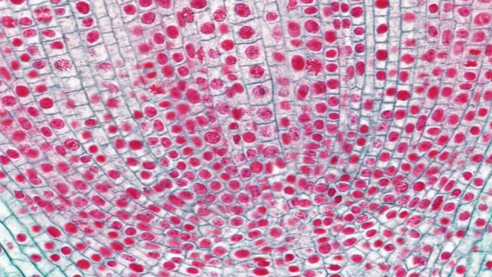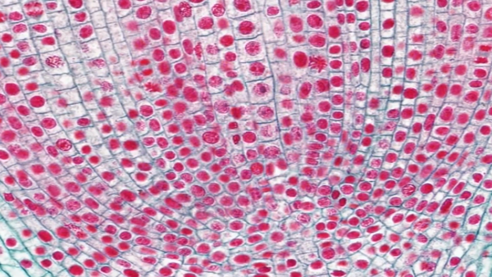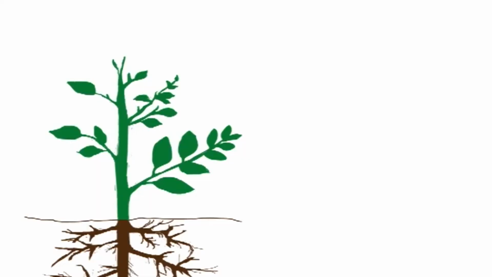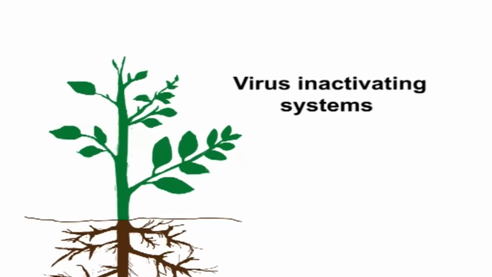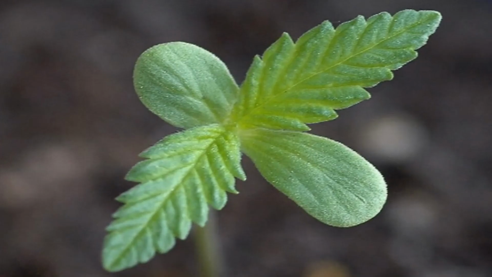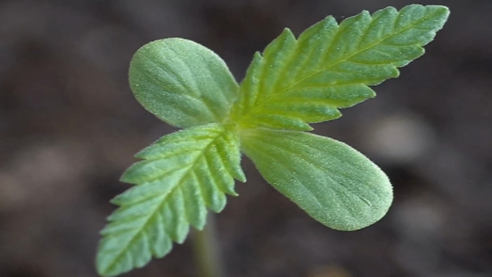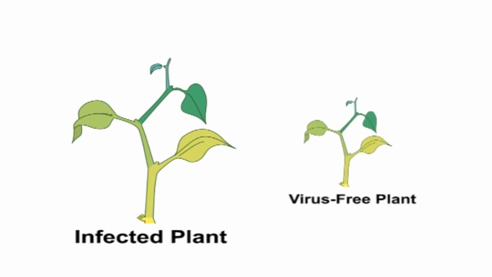Vigorously dividing meristematic cells do not allow virus replication because of their high metabolic activity. Virus multiplication breaks down in the high endogenous auxin level, which is present in shoot apices. The virus inactivating systems in the plant body have higher activities in the meristem than in any other region. The knowledge of the gradient of virus distribution in the shoot tips enabled Holmes in the year 1948 to obtain virus-free plants from infected dahlia through shoot tip culture.